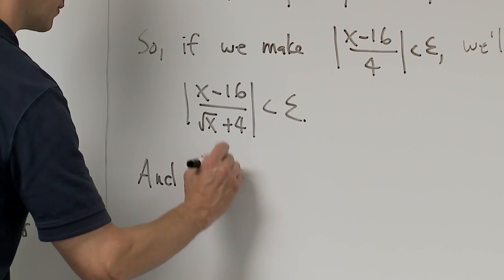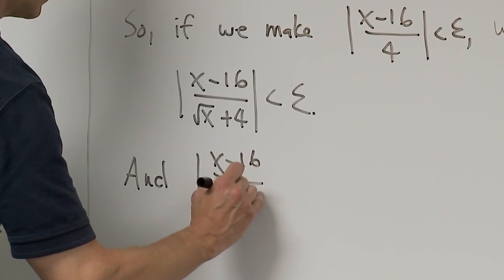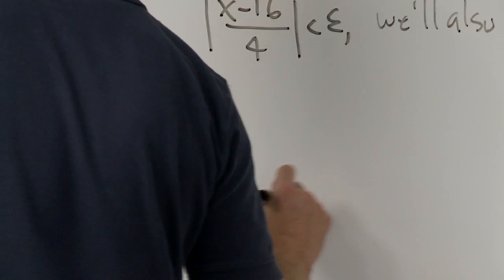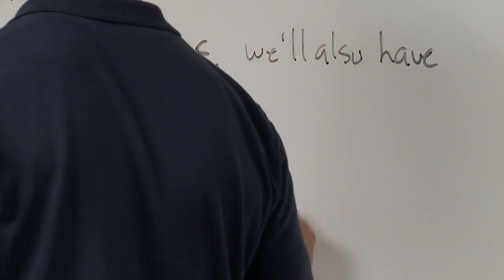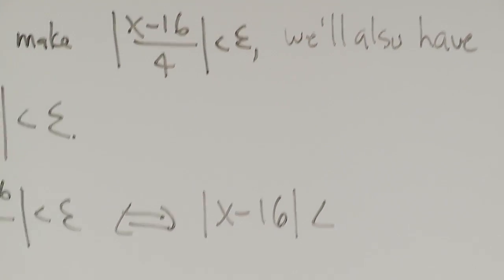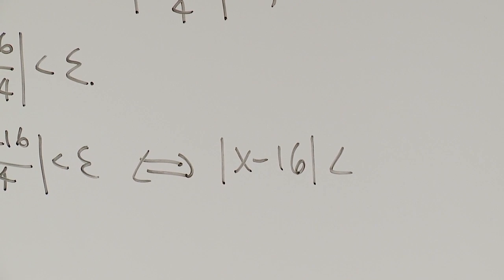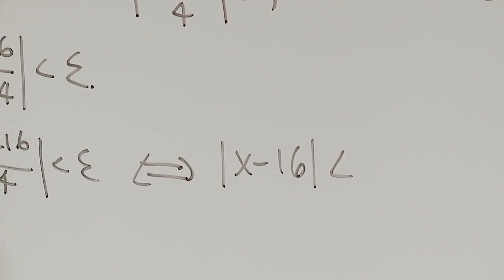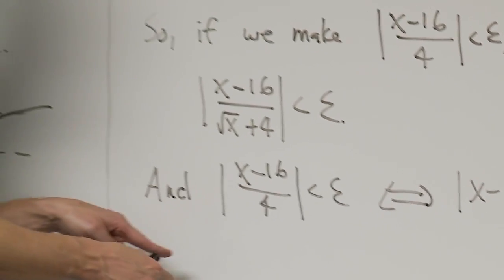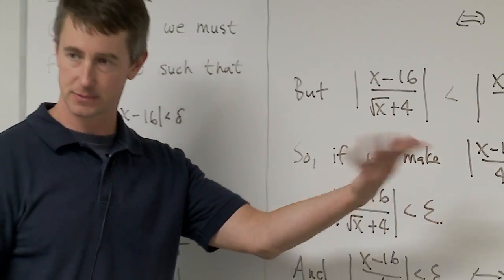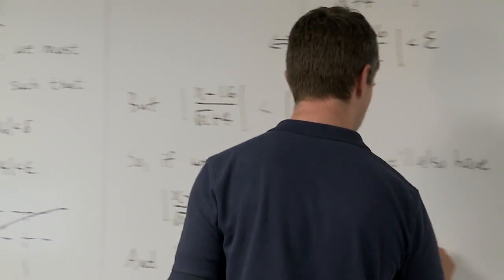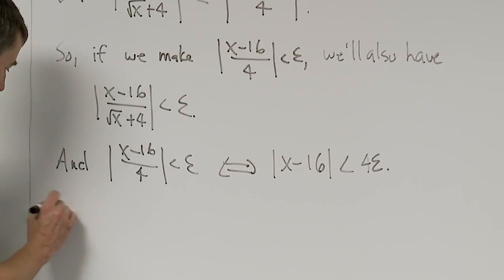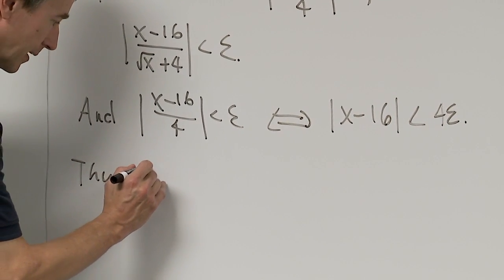So saying that absolute value of x minus 16 over 4 is less than epsilon is simply the same as saying absolute value of x minus 16 less than what? Less than 4 epsilon, right? I mean, we're sort of skipping a little step here. Like when we were doing it really slowly last week, we would first pull out an absolute value of 1/4 and then multiply that to the other side. So that's 4 epsilon. So what should our delta be?